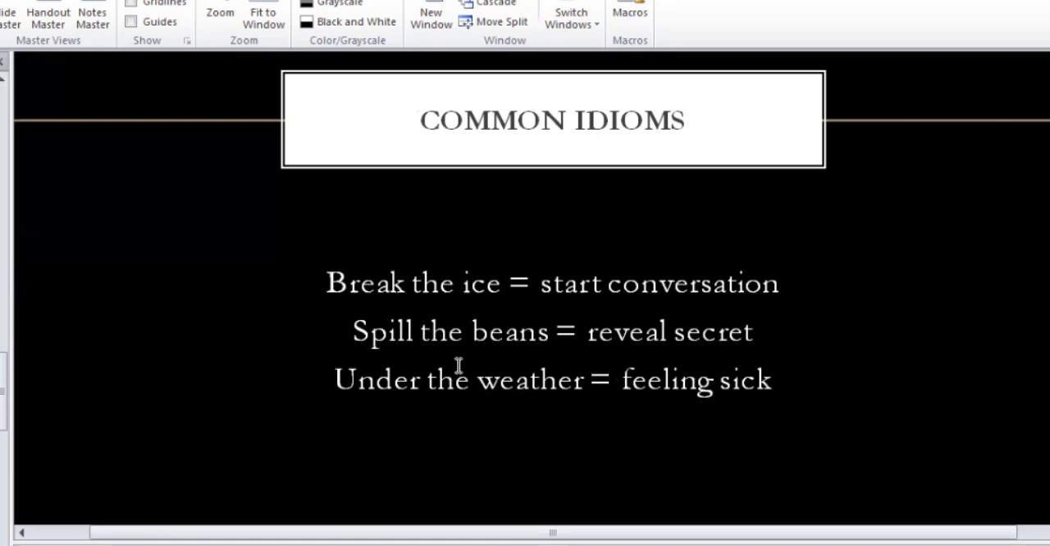Now we have some examples of idioms. That is break the ice. Break the ice क्या है? It means to start a conversation. For example, we are in a class and I ask a question. All of the students remain silent, and if I tell you to break the ice, it would convey that you need to start the conversation.